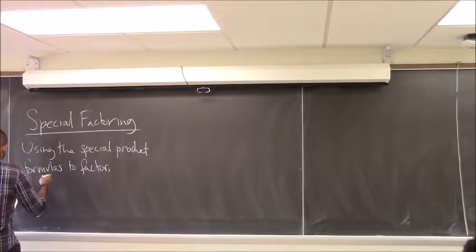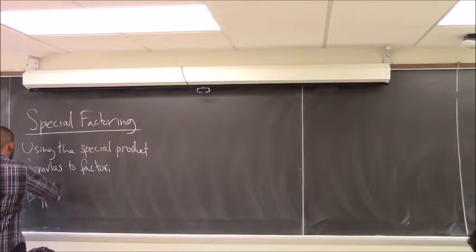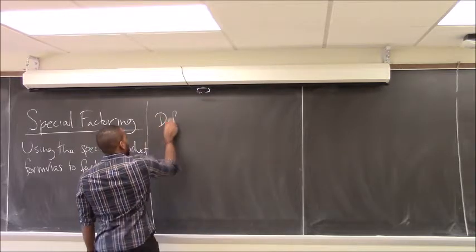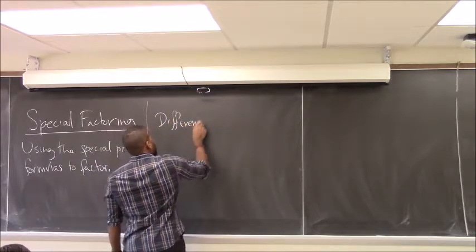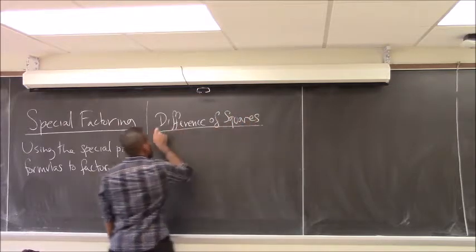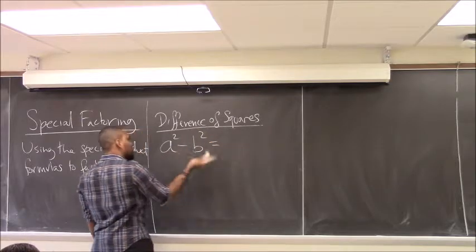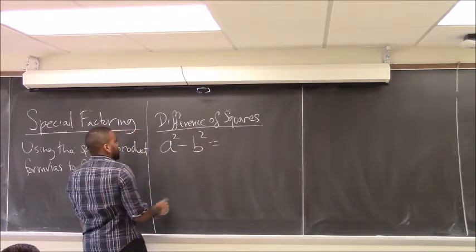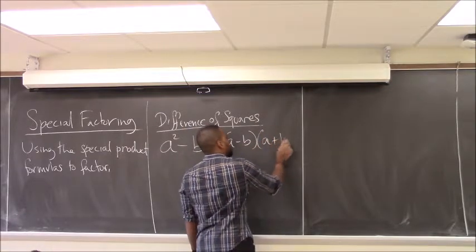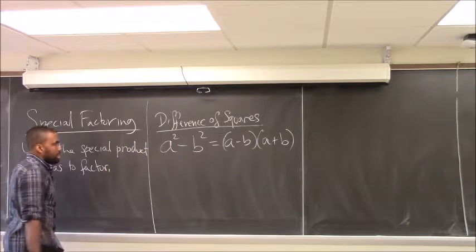I don't know if I want to do all of these as I'm working on this. So we have difference of squares. That's the thing that says a squared minus b squared. Anything that looks like this factors into a minus b times a plus b. And the a and the b can be anything.